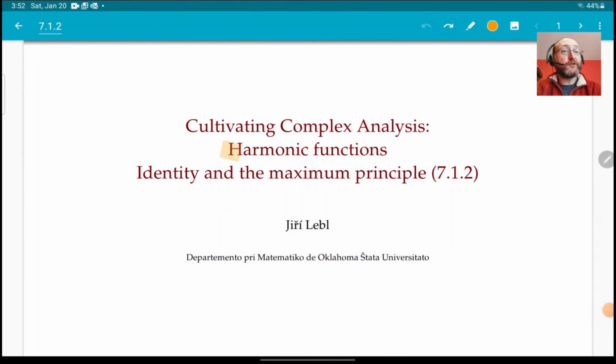So today we're looking again at harmonic functions, and we're going to look at the identity and the maximum principle theorems. And this is subsection 7.1.2 in the book, and you can get the book in the link in the description free as a PDF, or you can buy an inexpensive paperback to follow along.